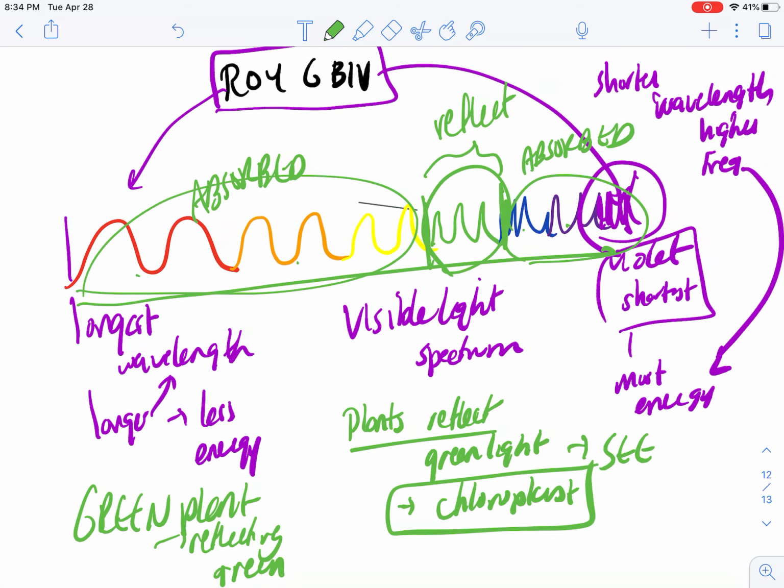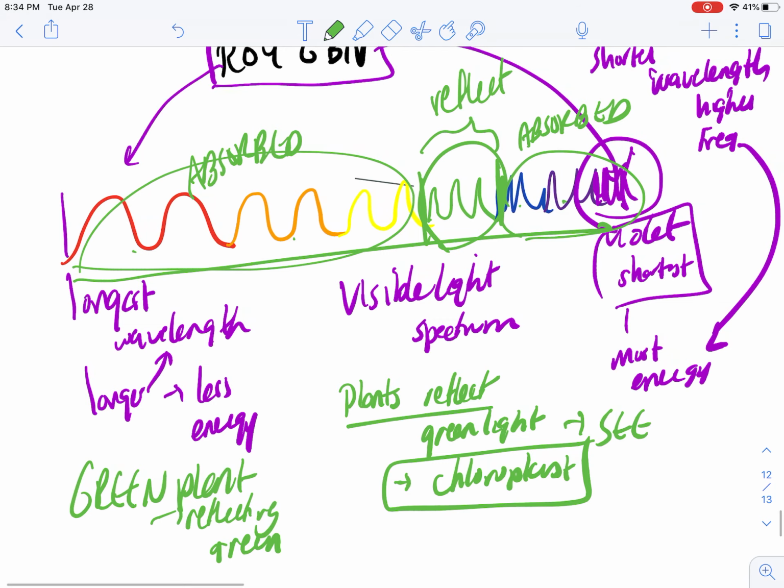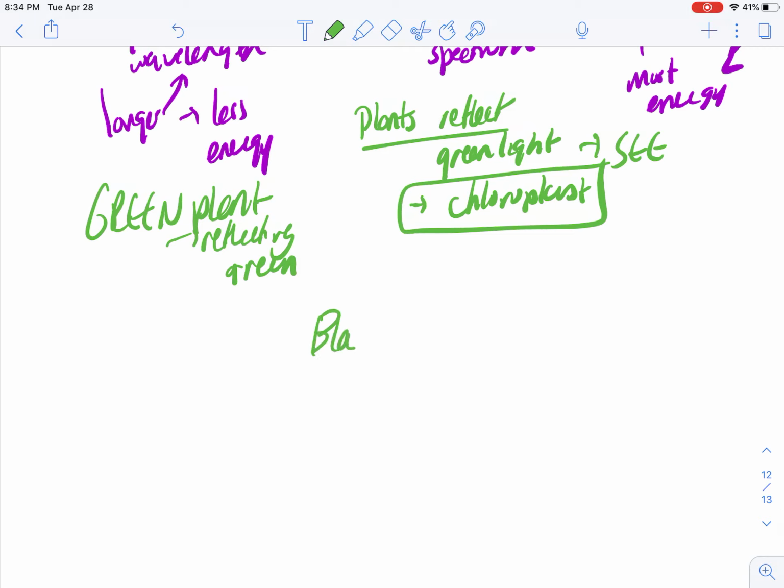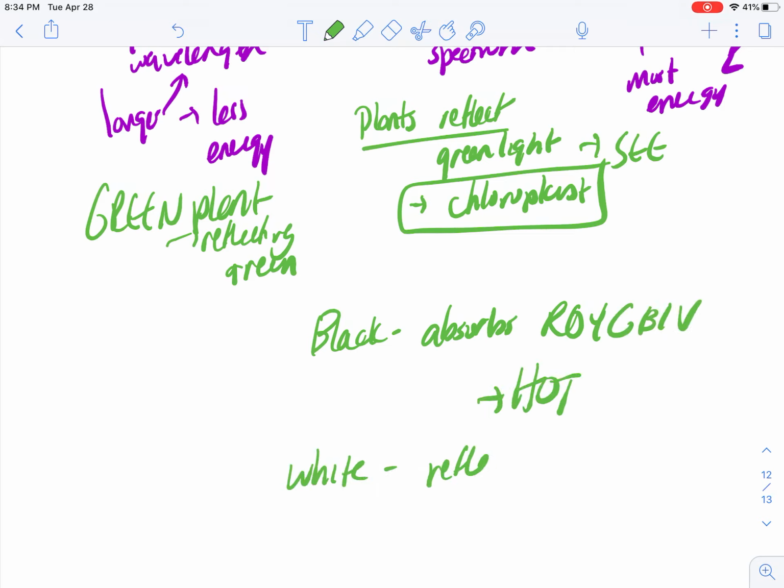So that's how plants work. They reflect a part of the visible light and then they absorb the rest of it. If you're wearing the color white, white actually reflects all of it: red, orange, yellow, green, blue, indigo, and violet. So it doesn't tend to warm up quickly. It's opposite to black, because black absorbs red, orange, yellow, green, blue, indigo, violet, so it gets hot fast. White reflects them all, so it remains cool. So that's how things work.